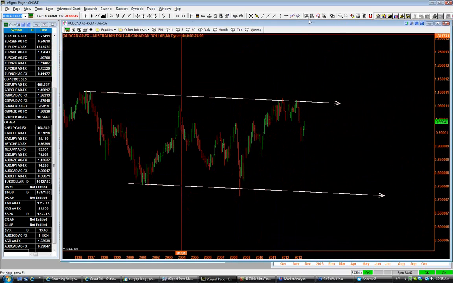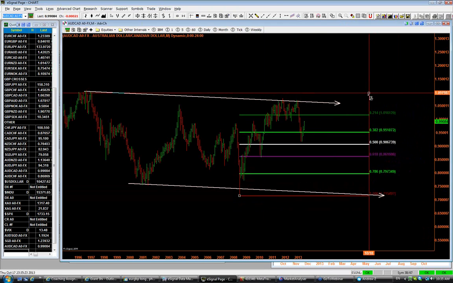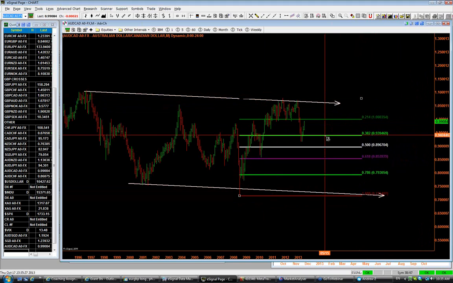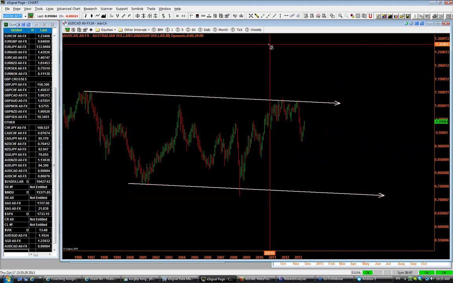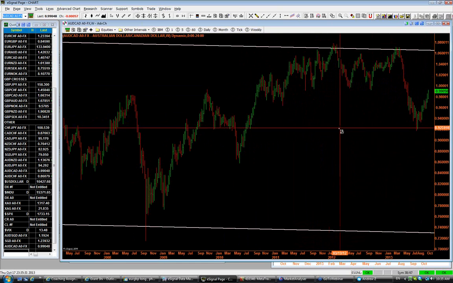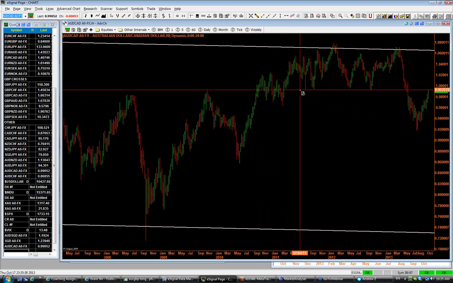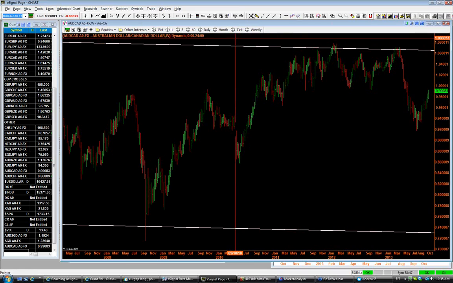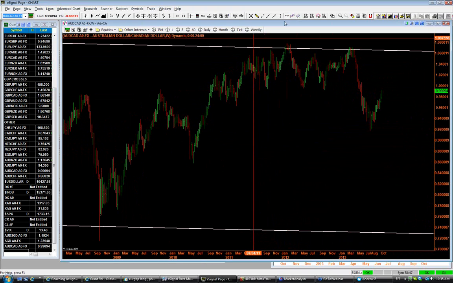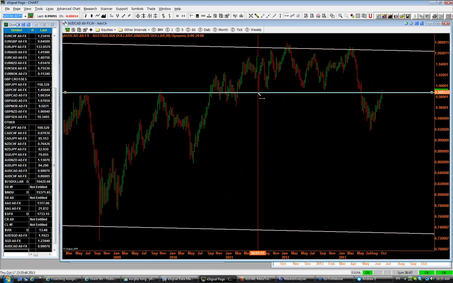Just draw the Fibonacci from maybe this low to the high, or you can just draw. Okay, just back to the weekly. Clearly this is a resistance here. I just want you to pay attention on this one. So this is roughly about here.